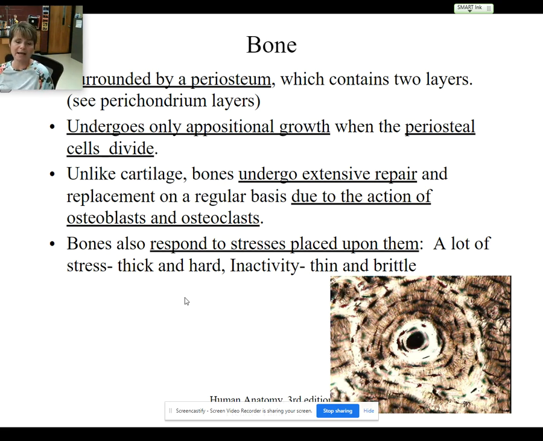So if you are exercising a lot, you move a lot, then your bones will get harder and thicker because you are placing stress on them. If you are a couch potato, you don't get up and exercise and move around a lot, then your bones will get thinner and more brittle because you're not using them. And it is literally true. If you don't use it, you lose it.